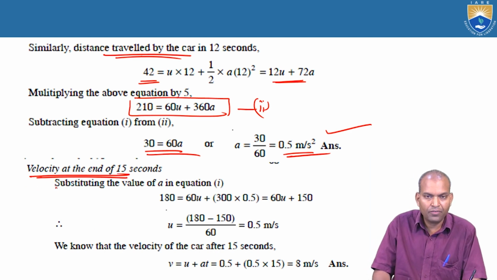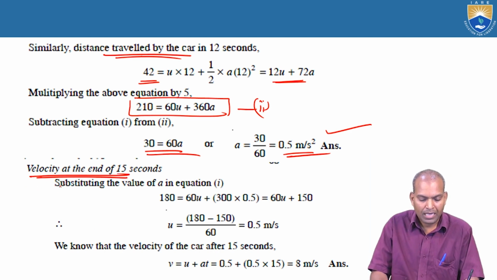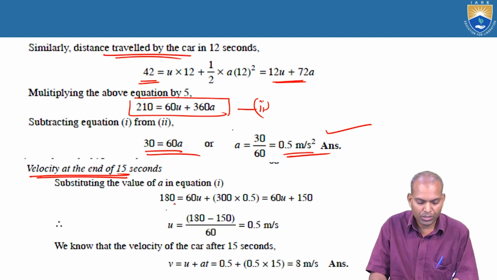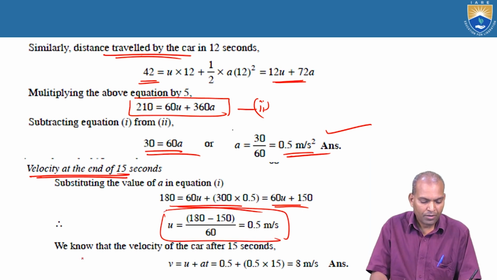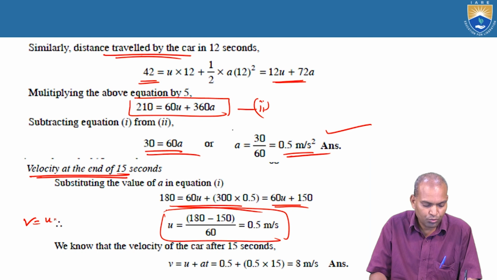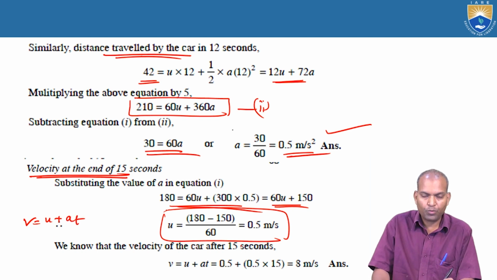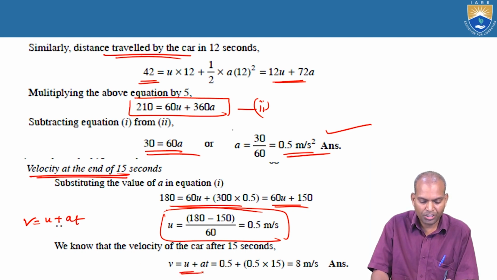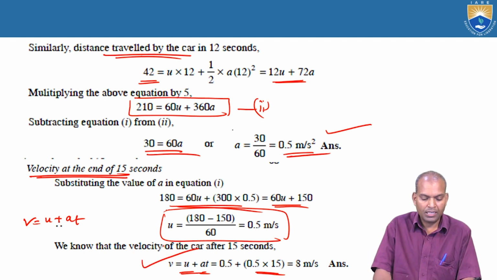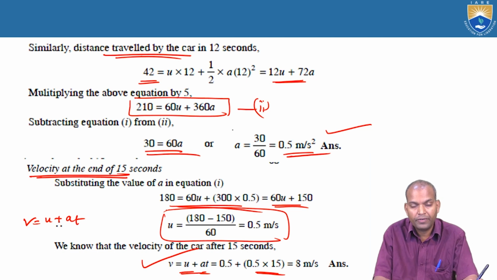Now we need the velocity at the end of 15 seconds. We know the equation s equals ut plus half at square, and from the equation 60u plus 150a, u equals 0.5 meter per second. We know the final velocity v equals u plus at. Here u is 0.5 meter per second, a is 0.5, and t is 15 seconds. So the final velocity after 15 seconds is 8 meters per second.